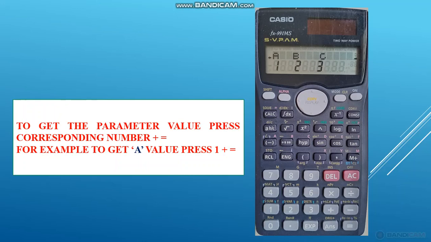So here, for example, to get the a value, I want to press 1 plus equal to. If you press the number 1 plus equal to, I will get the a value, that is a parameter value. Similarly, to get the b parameter value, I want to press 2 plus equal to. Similarly, to get the parameter value c, I want to press 3 plus equal to.